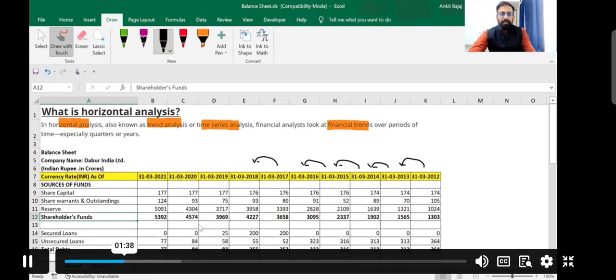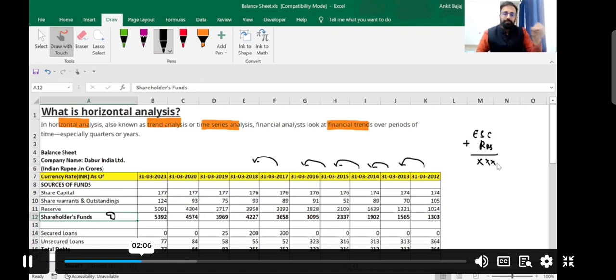Let's suppose I do the horizontal analysis of shareholder fund. I will check whether there is growth in shareholder fund every year or not, right? What is shareholder fund? Shareholder fund means the fund invested by investors. That is going to be equity share capital, plus how much profit the company is earning regularly and transferring into reserves. This is going to be shareholder fund.